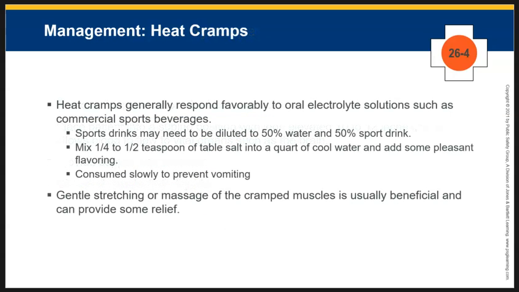Now for heat cramps, we're going to respond in a very similar sort of a way, but that drink may also include some oral electrolytes. This could be just a sports drink like Gatorade or Powerade. It may be diluted 50% water and 50% sport drink. That can help somewhat with absorption, or you may need to make your own. Just a 1/4 teaspoon of salt in a quart of water, a little bit of flavoring, and that can make it more palatable for the patient. Symptomatically, stretching or massage of where the cramped muscle is can provide some relief.